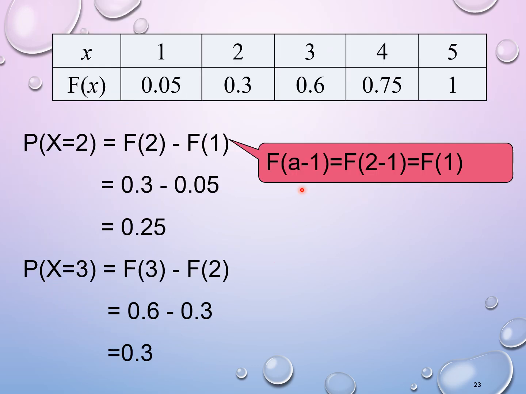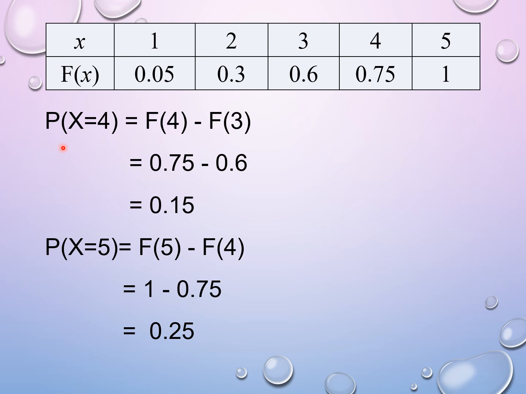How about probability x equal to 2? So we have f2, cumulative of 2 minus cumulative of 1. So 0.3 minus 0.05. All the values are stated in here in the table. And for P3, the probability of x equal to 3 is equal to F3 minus F2. Also, you get all the values from here.